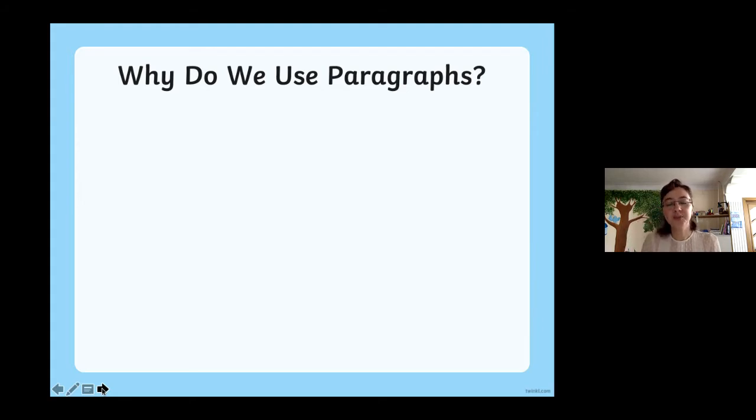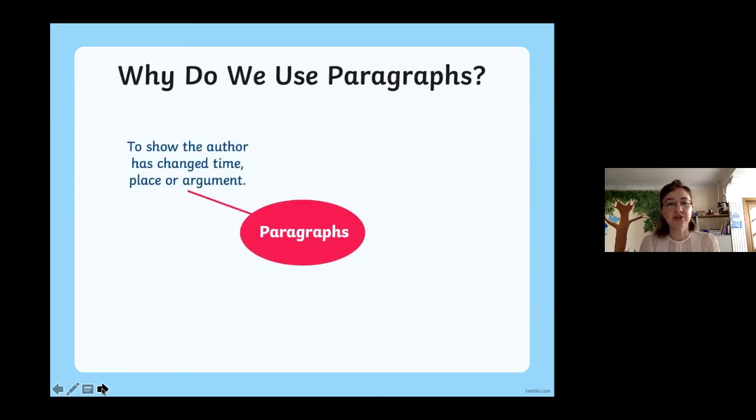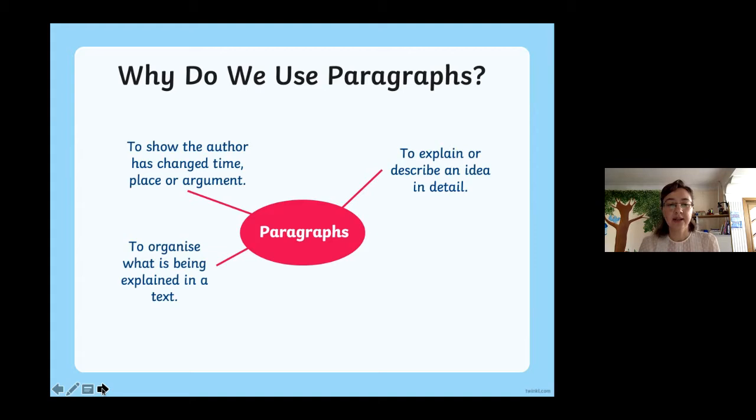So why do we use paragraphs? There are lots of reasons why we use paragraphs. Let's look at some of them. To show the author has changed time, place, or argument. To explain or describe an idea in detail. To organize what's being explained in a text. To group ideas together. To make the text easier to read.